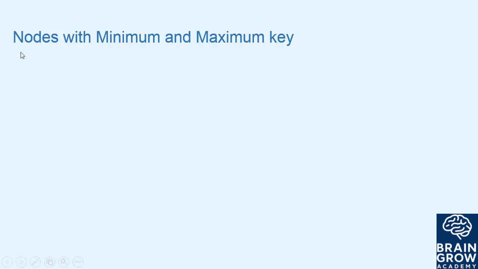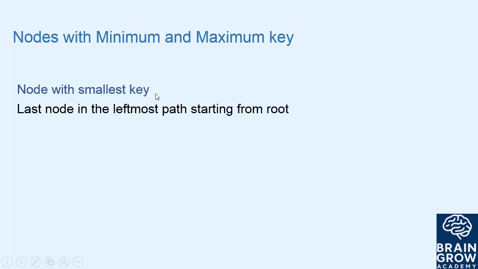In this video, we'll see how to find nodes with minimum and maximum key in a binary search tree. Now the node with smallest key is the last node in the leftmost path starting from the root node. To find this node, we'll start from the root node and we'll keep on moving left till we reach a node that has no left child, and that node will have the smallest key.